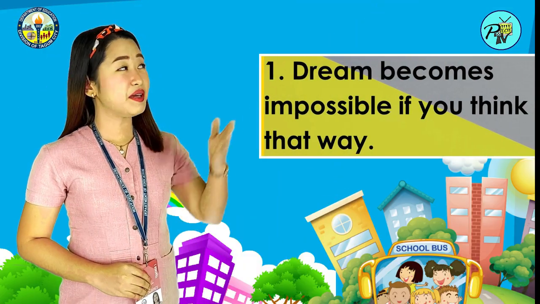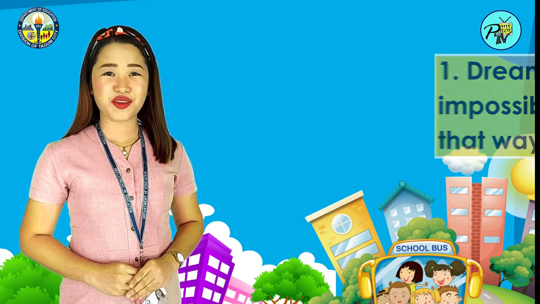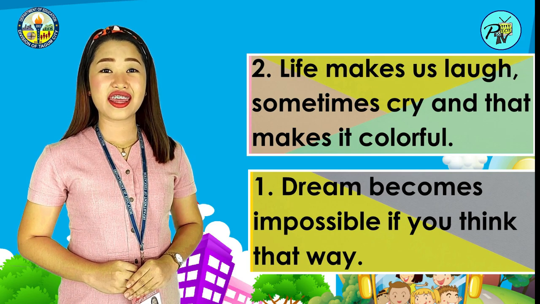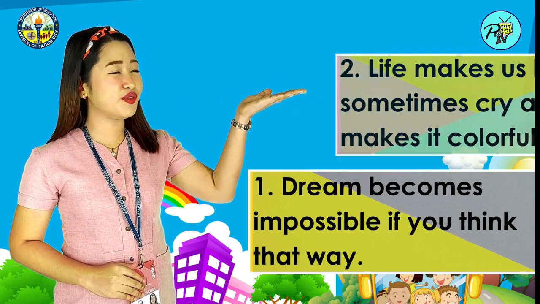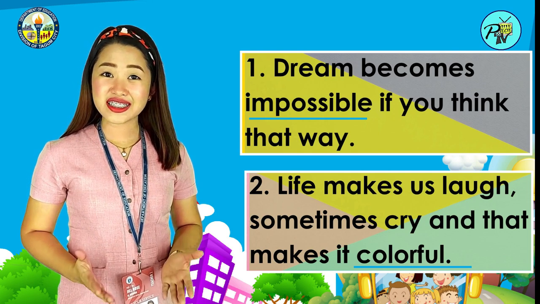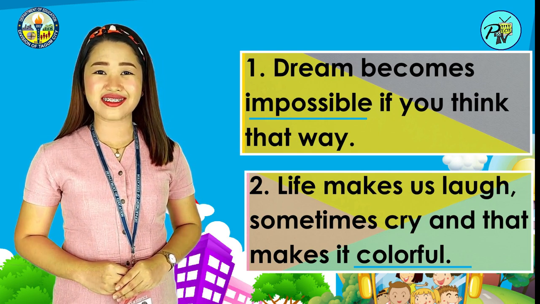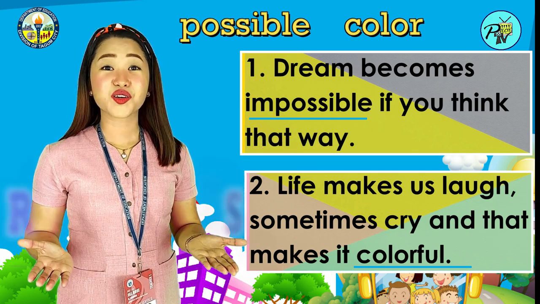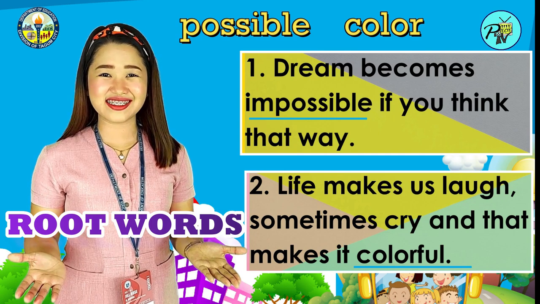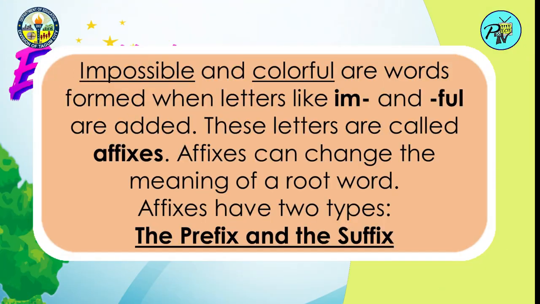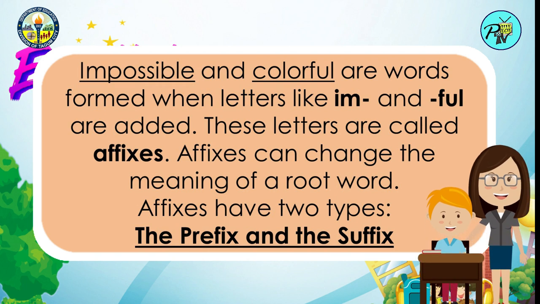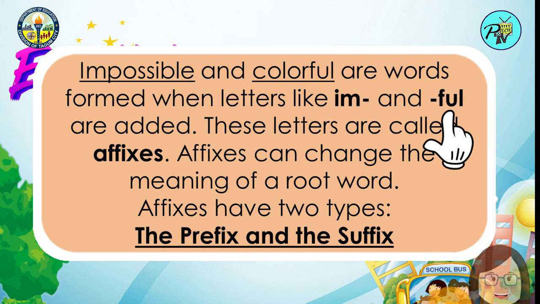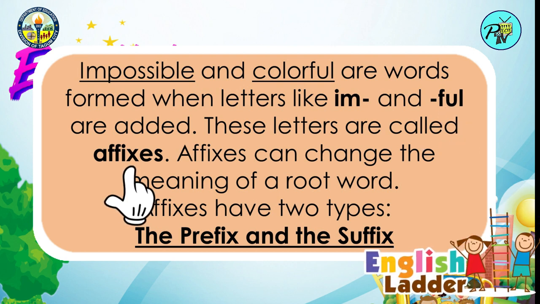Dream becomes impossible if you think that way. Life makes us laugh and sometimes cry, and that makes our life colorful. Let us pay attention to the underlined words. Possible and cool are called root words or base words. Impossible and colorful are words formed when letters like im and full are added. These letters are called affixes.